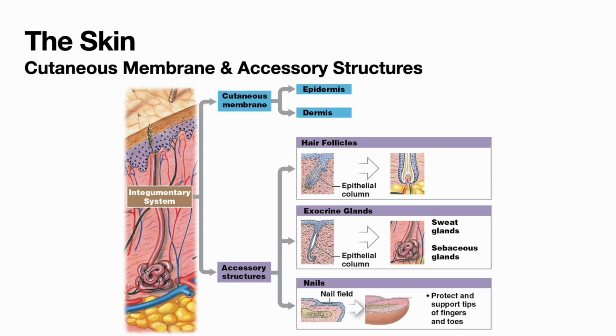So just a reminder that the integumentary system is the skin, and the skin consists of the cutaneous membrane. The cutaneous membrane, of course, is the epidermis, which is a stratified squamous keratinized epithelium. And then underlying that is the dermis. And you would have learned that the dermis has two major layers.